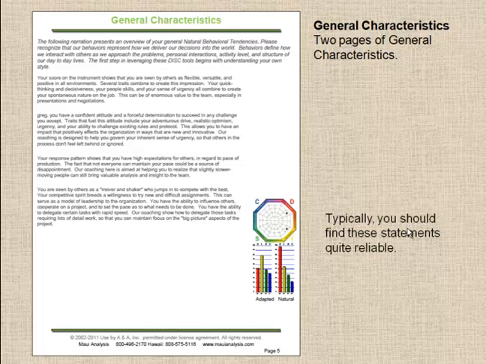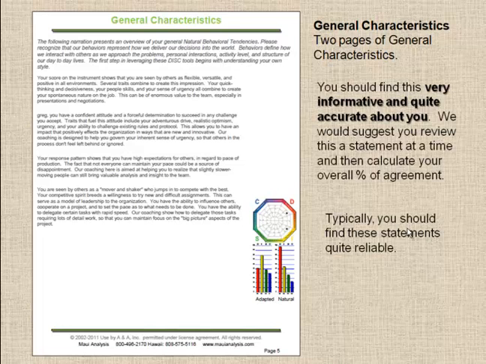You will also find on page 5 of your behavioral report that you're going to have 2 pages of general characteristics. You should find them to be very informative and quite accurate about you. We suggest that you review them a statement at a time. Look at each one and ask yourself, do I agree with this statement? Do I disagree with this statement? Or would I edit this statement?